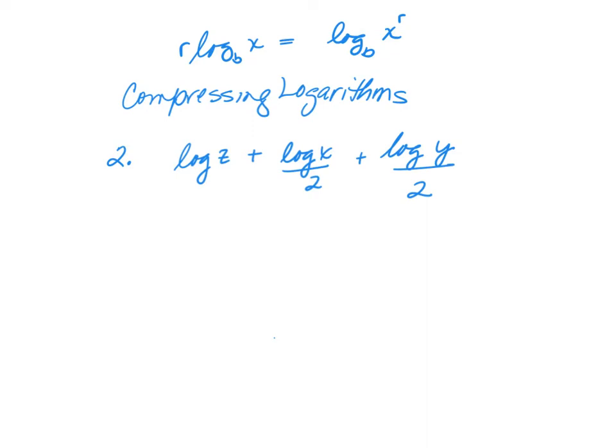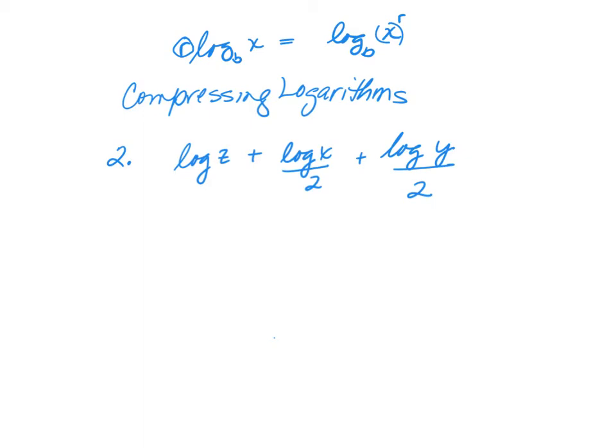The exponent rule says that when there's a number in the front, you can move it to be the exponent of the number after the log. Okay? So that's what that exponent rule says. So this problem has a hidden number in front of the logs, okay?